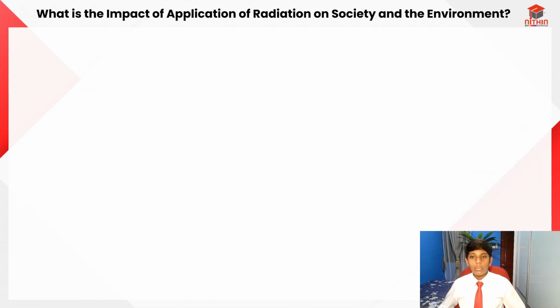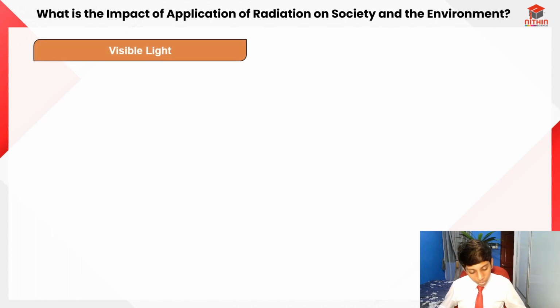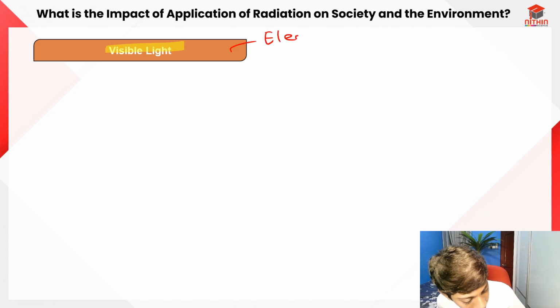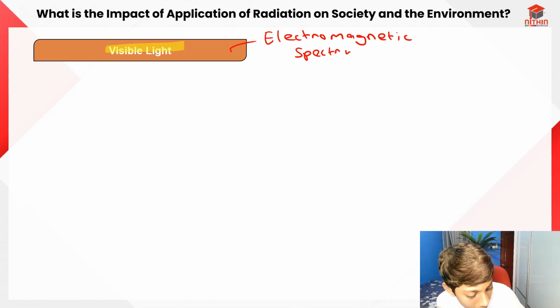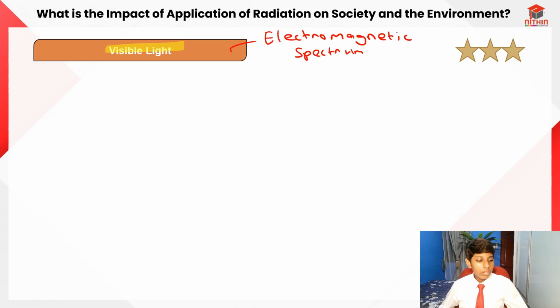Now that we are done with the harmful effects and application of UV radiation, let's move on to the third thing, visible light. So this too is in the electromagnetic spectrum, and it is the last one, the third one.